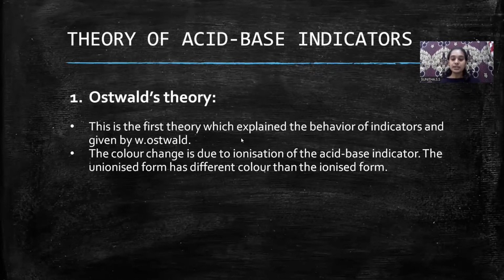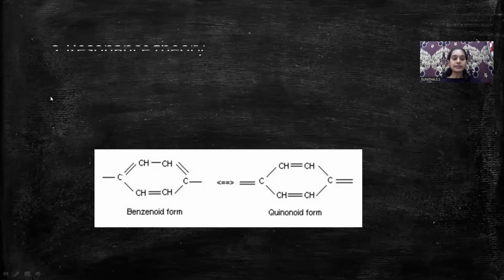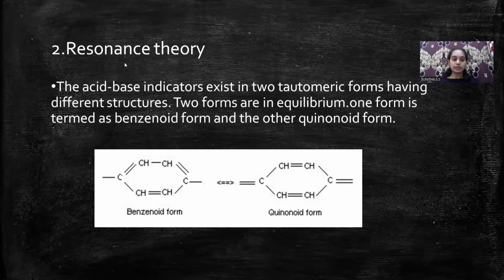This is the first theory which explains the behavior of indicators, and it is given by W. Ostwald. The ionization of the indicator is largely affected in acids and bases, as it is either a weak acid or a weak base. And the second is resonance theory. It is also known as quinonoid theory.